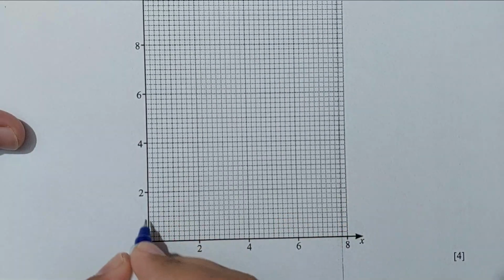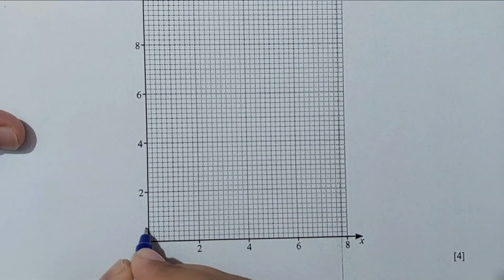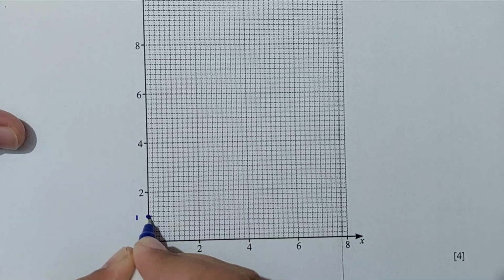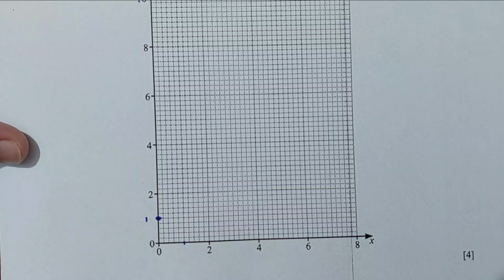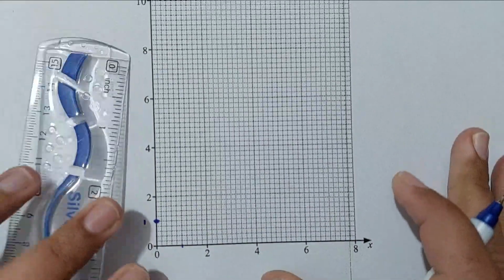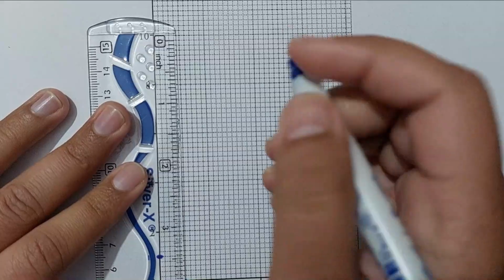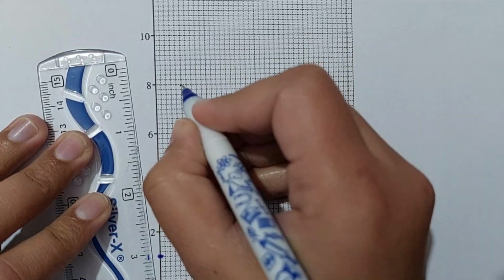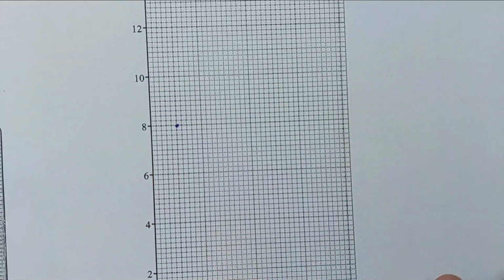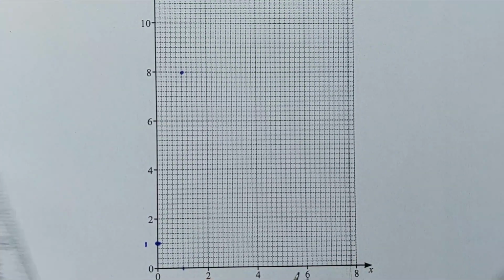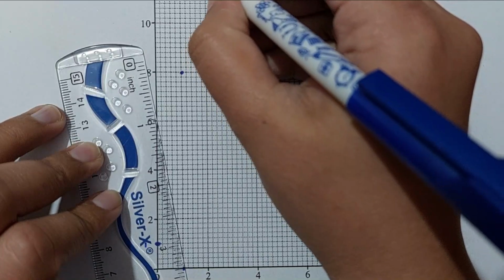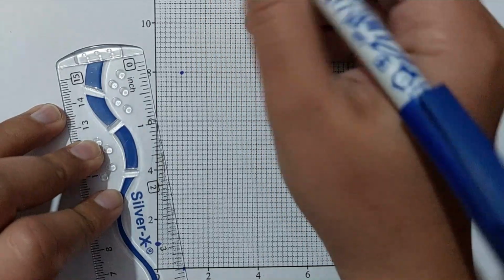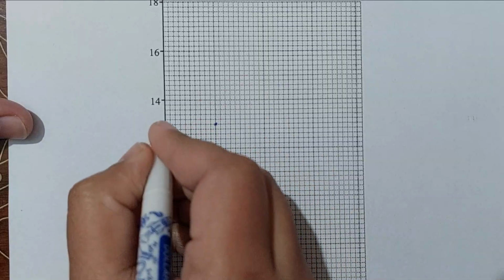For 0 it is 1. When x is 0, the y is 1. The 1 is over here. X is 1, the y value is 8. Okay, the 8 is over there. X is 2, y is 13. Here x is 2, let me solve for y, which equals 13. You can see the 13 is over here.